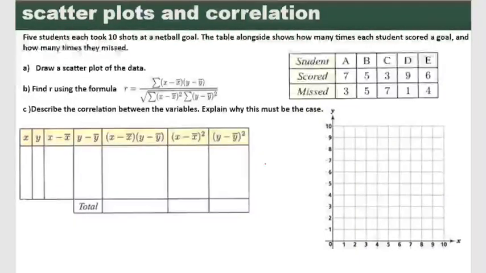Here it says 5 students each took 10 shots at the netball goal. The table alongside shows how many times each student scored a goal and how many times they missed. This table shows students A, B, C, D, E, and for 10 shots, student A scored 7 and missed 3, which makes 10.